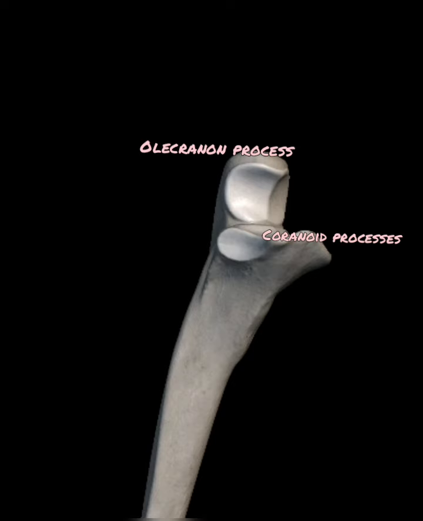The coronoid process also has surfaces. They are the superior, anterior, lateral, and medial surfaces. There is the trochlear notch and the radial notch, and the radial notch articulates with the head of the radius to form the superior radioulnar joint. Now with this let us talk about the shaft.